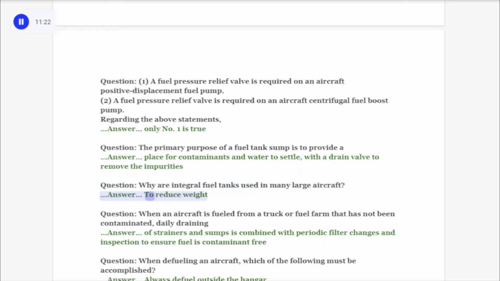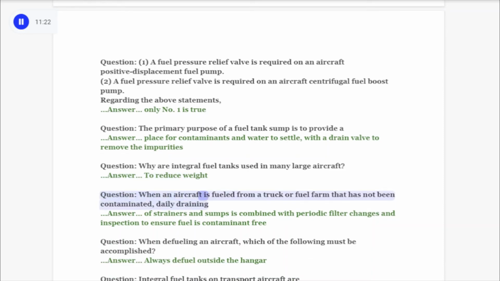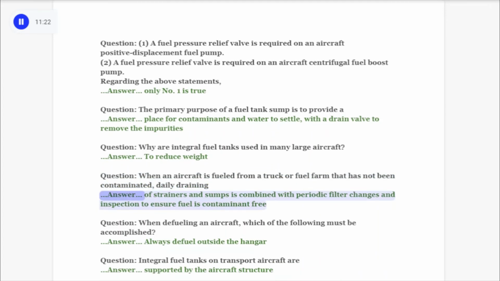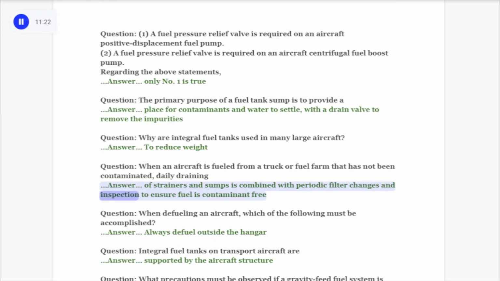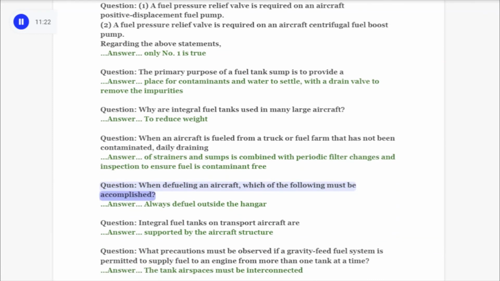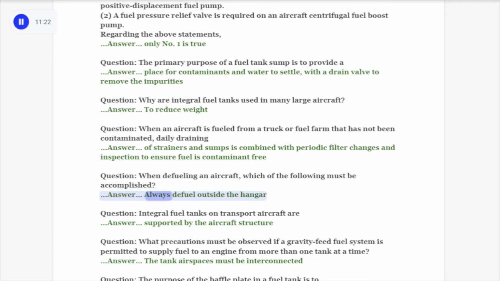Answer: to reduce weight. Question: when an aircraft is fueled from a truck or fuel farm that has not been contaminated, daily draining of strainers and sumps is combined with periodic filter changes and inspection to ensure fuel is contaminant-free. Question: when defueling an aircraft, which of the following must be accomplished? Answer: always defuel outside the hangar.